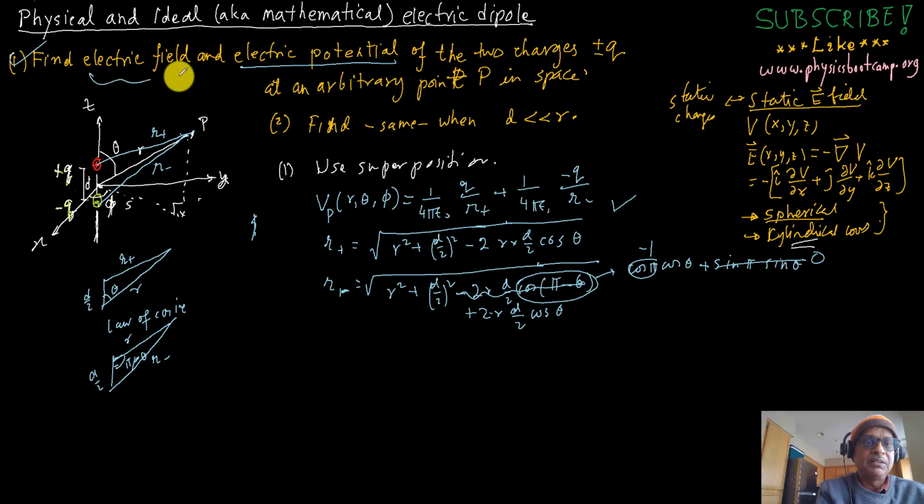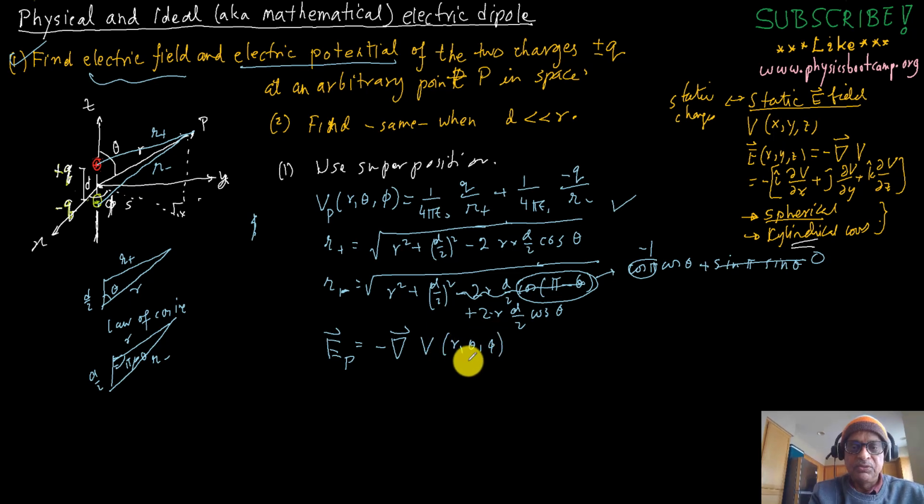So how do I get the electric field? The electric field at P will simply be minus del of V(r, theta, phi). These are spherical coordinates. So we can go and look up what del in spherical coordinates looks like. If you remember it, that's great. If you don't remember, you can just look it up.